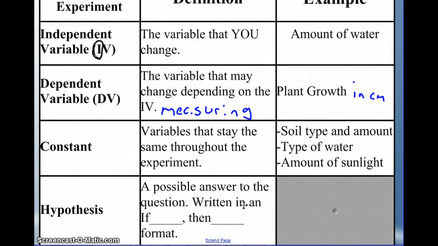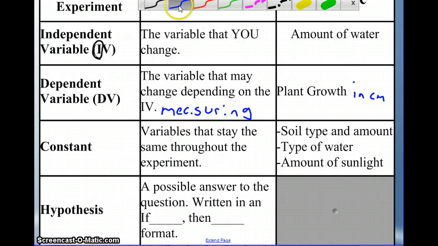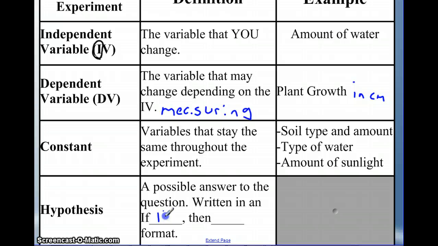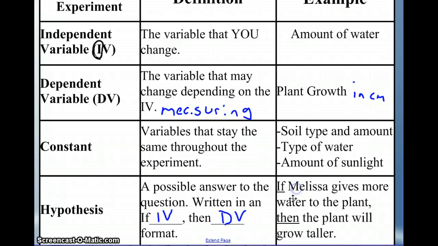A hypothesis. A hypothesis is a possible answer to the question. Oftentimes the format is if, and then we put our independent variable, then what's going to happen to our dependent variable. Okay, so that's oftentimes the format that we will use. An example, hypothesis, if Melissa gives more water to the plant, then the plant will grow taller. Okay, so if, and then you have to make an opinion about your independent variable, more or less water. And then you have to make an opinion about your dependent variable, grow taller, grow smaller.